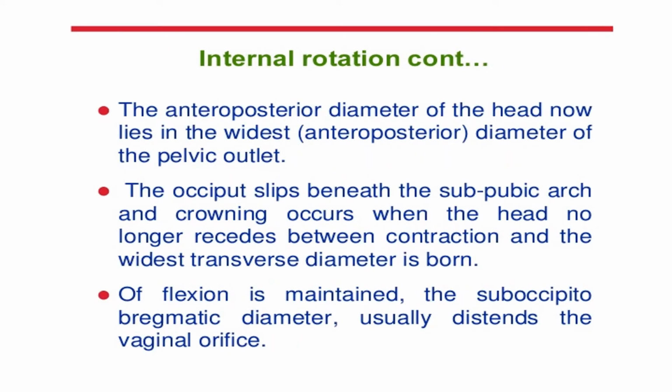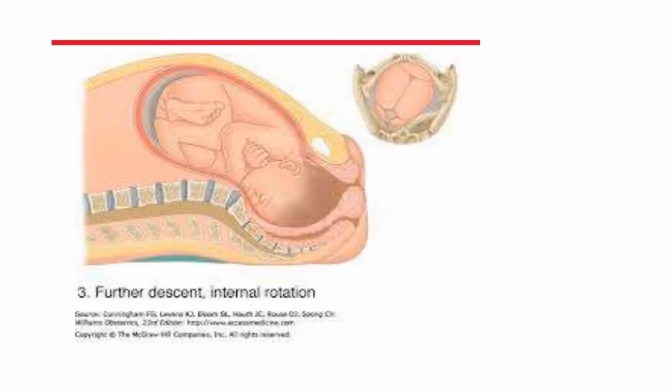Next, after this internal rotation, the head will come into the anterior posterior diameter of the pelvis. So the occiput will come under the symphysis pubis or subpubic arch, and the sinciput, that is the face, will be towards the sacrum, and later the crowning will occur, and the flexion will be maintained, and the suboccipito-bregmatic diameter will be coming downward. So that will be the diameter which is passing, or which is distending the vaginal orifice later also. That is full descent and internal rotation.